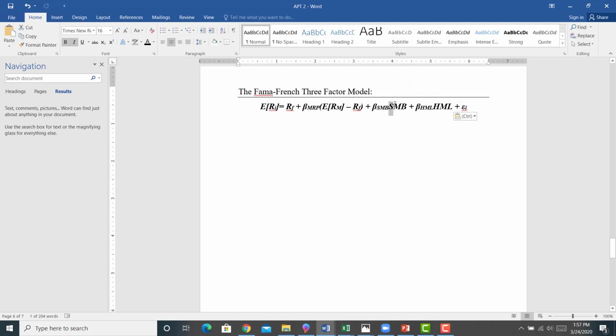And then how this factor is formed is they take Eugene Fama and Ken French. This is what the model is named after. They take the returns to the small cap stocks and they subtract the returns from the large cap stocks. Does that make sense? So the returns on small cap stocks minus the returns on large cap stocks is going to give us our risk factor called SMB, right?